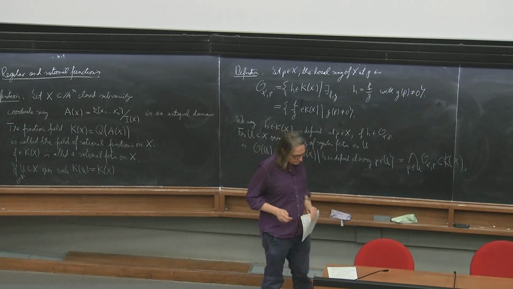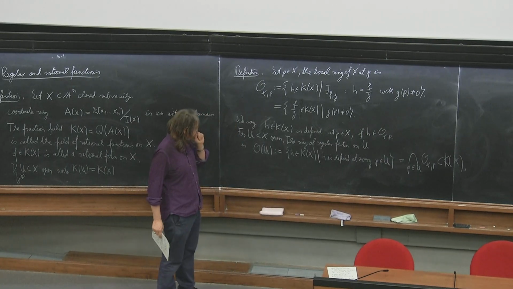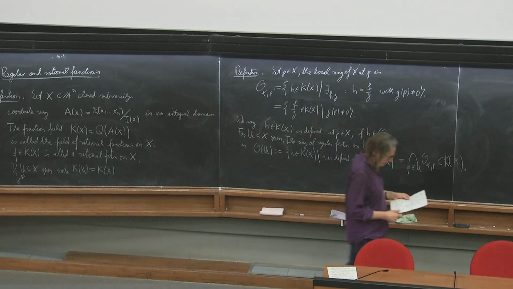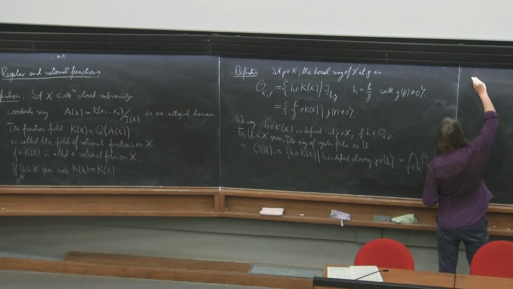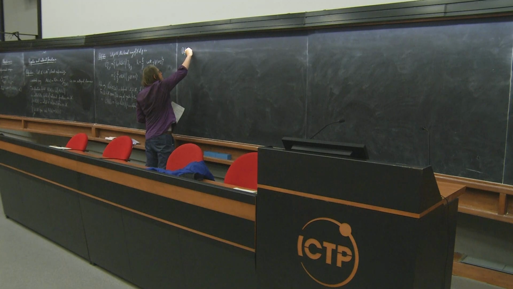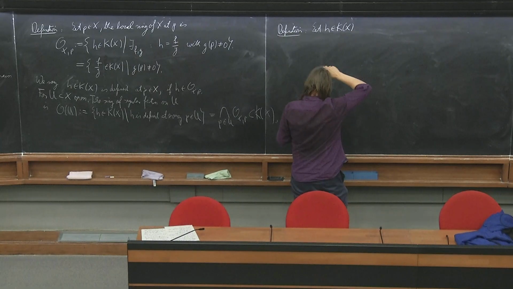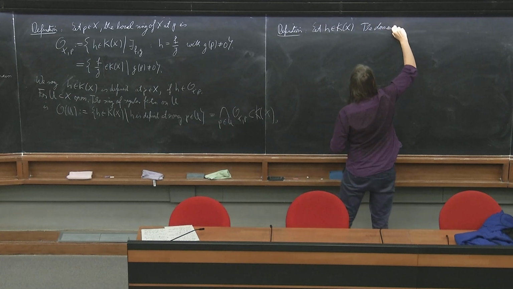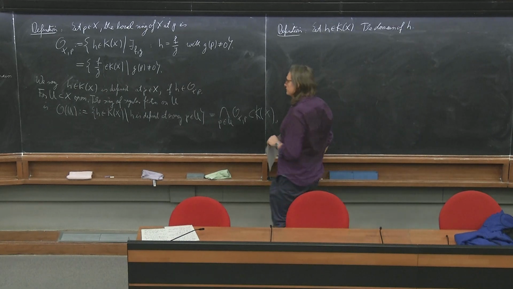So if I have a rational function, it will always be a regular function on some open subset. And there I can find the biggest such open subset, which is called the domain. Definition. The domain of h is just the set of all points P in X where it's defined.